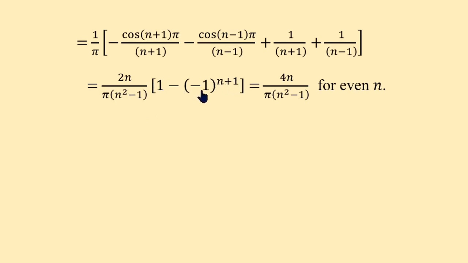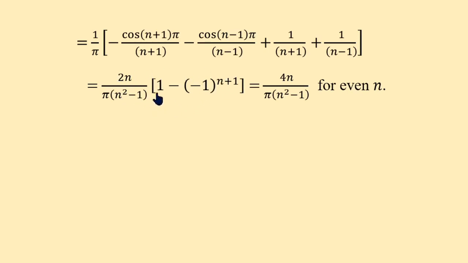Now if n is even, then n plus 1 is odd. Minus 1 power odd is minus 1. Minus of minus is plus. 1 plus 1 is 2. 2 into 2 is 4. So bn is 4n by pi into n square minus 1 for even integer n. For odd integer n, n plus 1 is even, so minus 1 power even is plus 1. 1 minus 1 is 0. For odd integer, bn becomes 0.